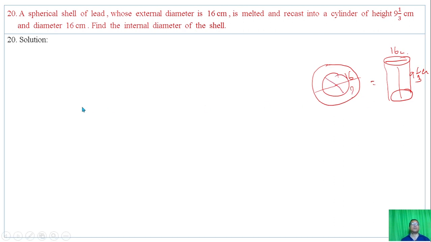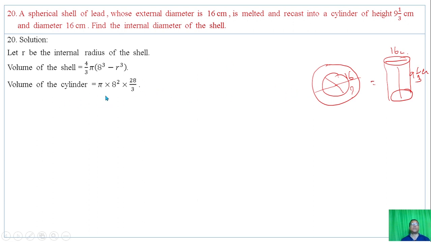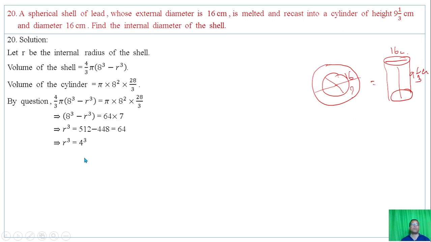Solution. Let r be the internal radius of the shell. The volume of the shell is 4 by 3 pi times the difference of the cubes of the outer radius and r. The volume of the cylinder is pi r square h. Recast or melted and recast, equating the volumes and solving, the r value is 4. The required internal diameter of the shell is twice that, that is 8 centimeter.